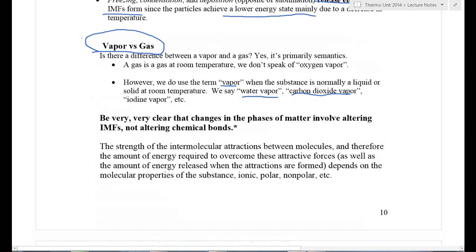Okay, so make sure in your FRQs that you are very clear that the changes in phases is due to altering the IMFs, not changing chemical bonds.